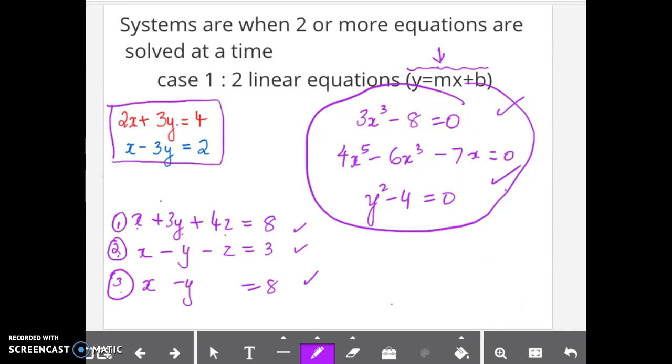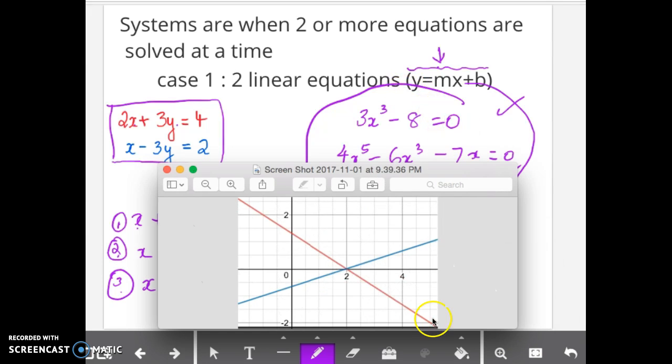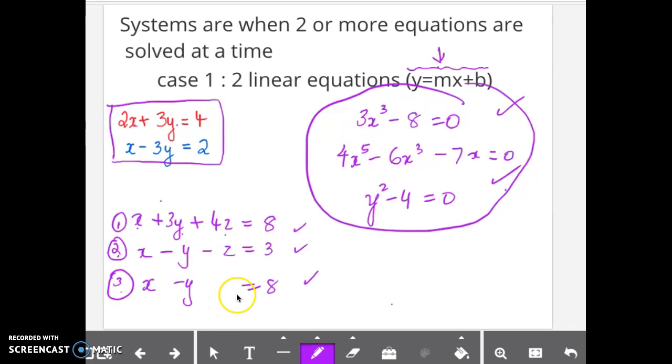So I'm going to pull up this graph that I already graphed of these two equations right here. The red line is the graph of the equation in red, and the blue is the graph of the equation in blue. If you look, you can see that they meet. Both the lines meet at the point (2, 0). That means the solution of these equations, or the system of equations, is (2, 0). That's what the graph means.